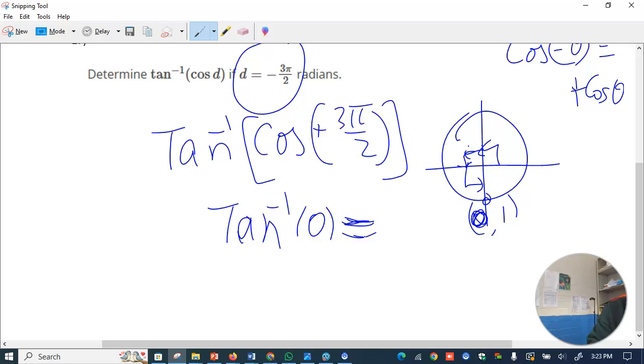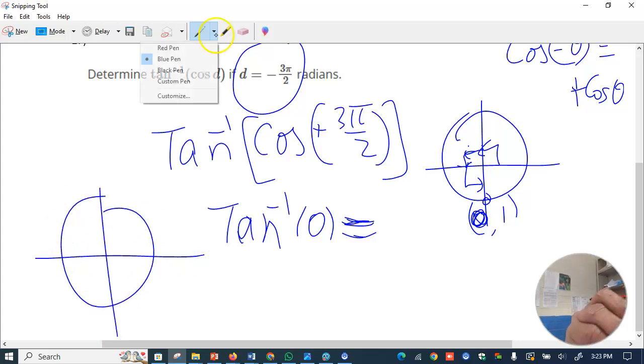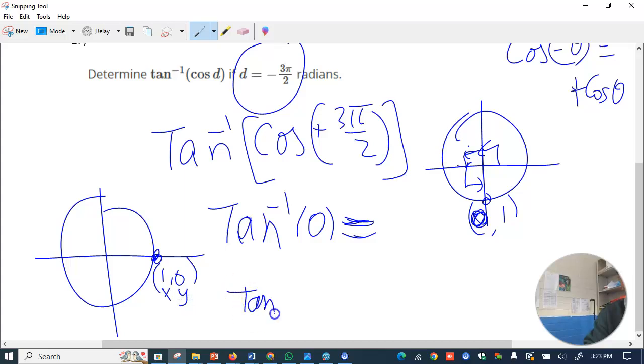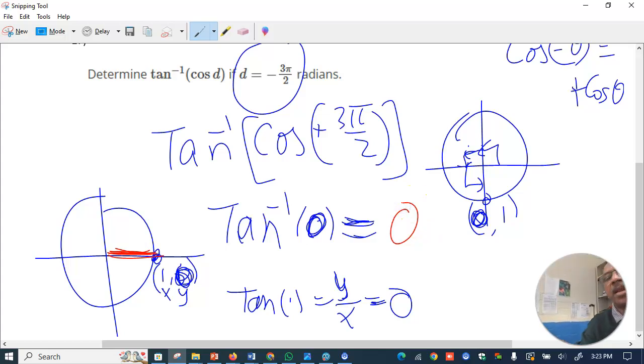What does that mean? It means tan is 0, this point is 1 and 0, which is x and y. And remember the definition of tan is y over x. To get the answer 0, the only way is y has to be 0. That's one point, see this point? And the angle has to be this, so this becomes zero angle. So the answer becomes zero. Tan of zero is zero. Okay, so we can't take the other one.